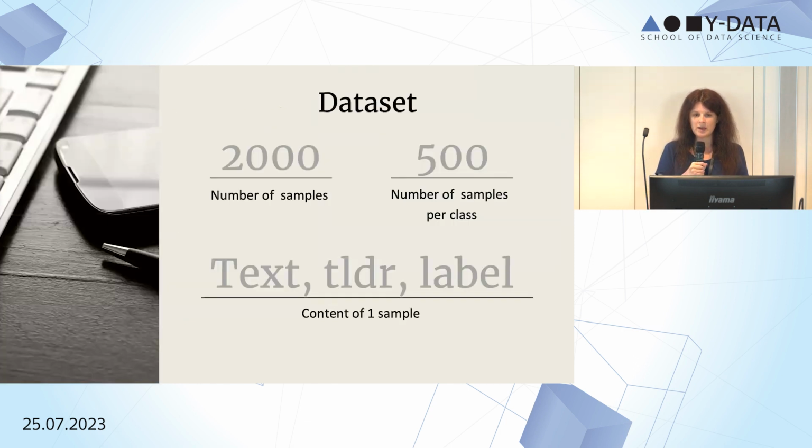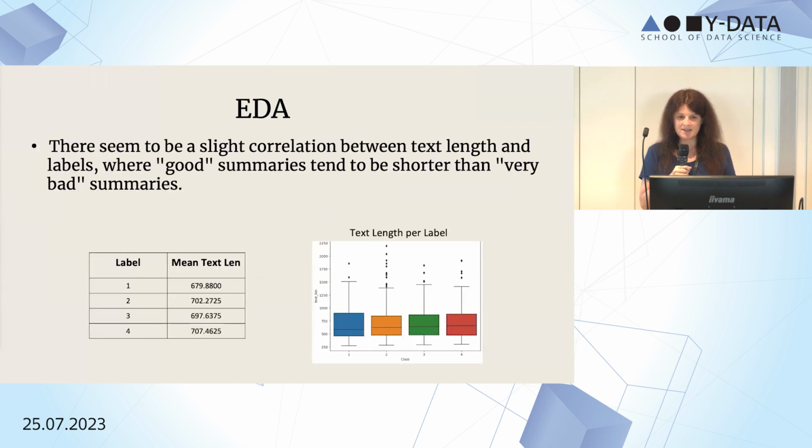So in general, we had a data set with 2,000 samples. The data set was labeled. We had 4 classes, so we had 500 samples per class. And the content of one sample was text, its summary TLDR, and its label by human annotator.